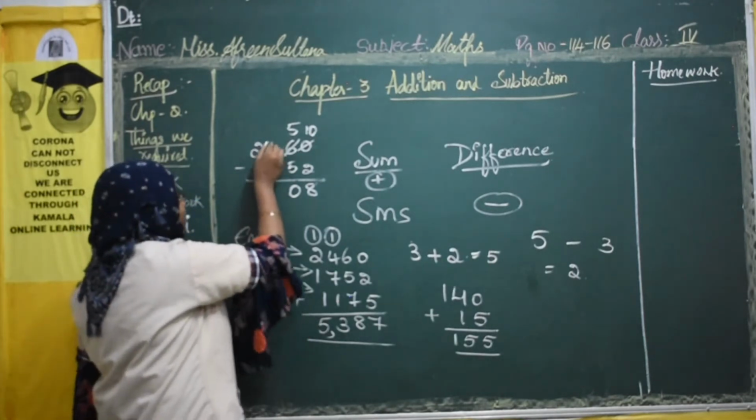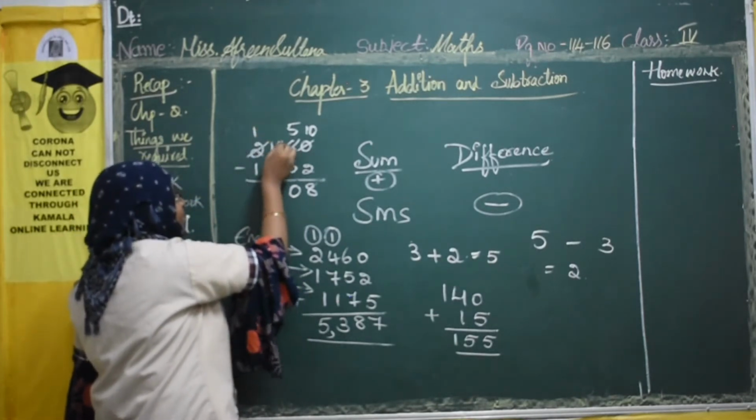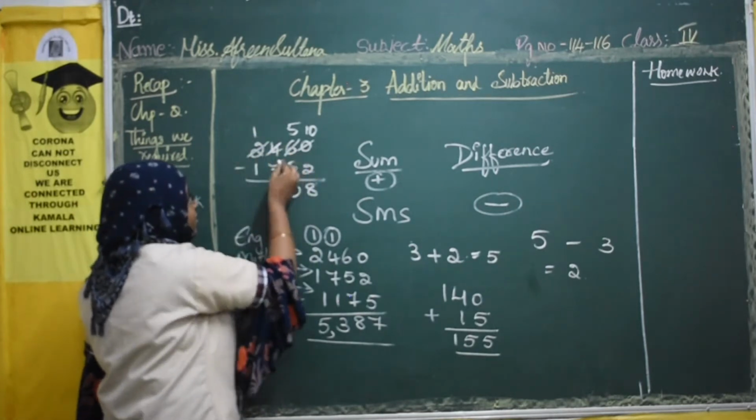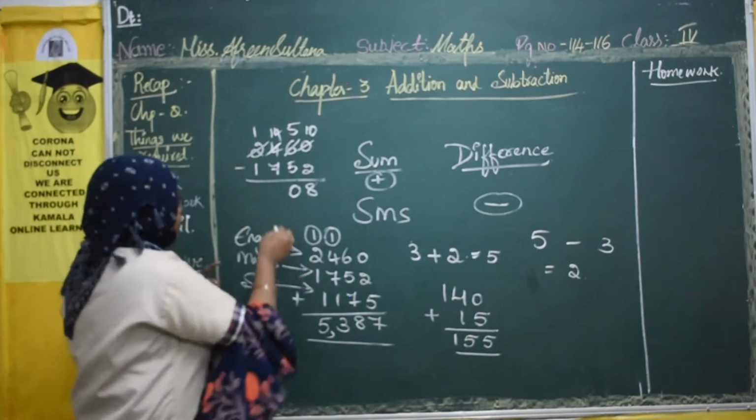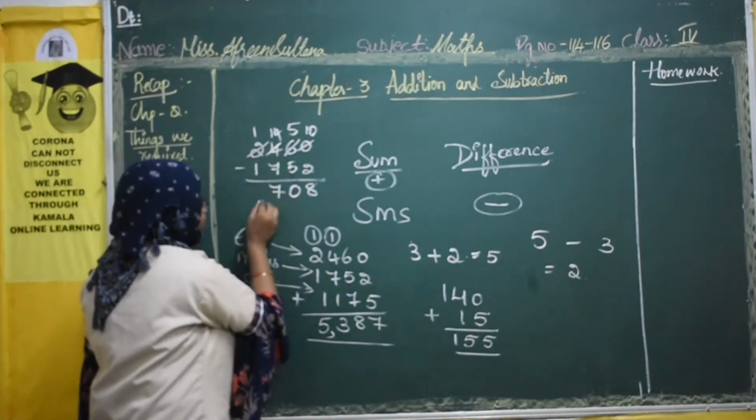So what will you do? You will take a carry. Borrow from, now here it is 1. This will be 14. 14 minus 7 is 7. 1 minus 1 is 0.